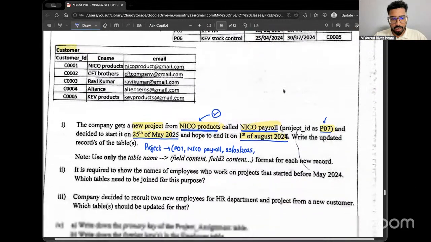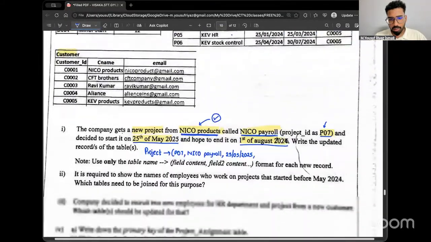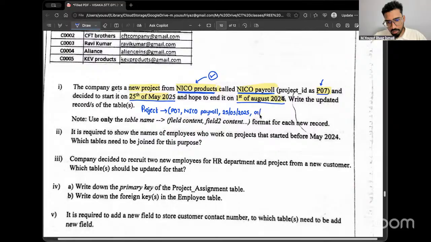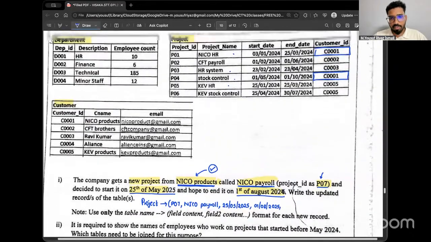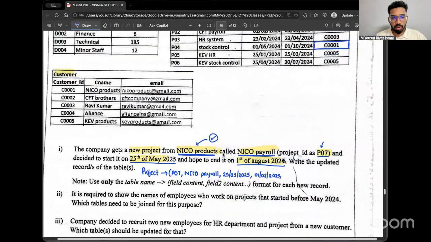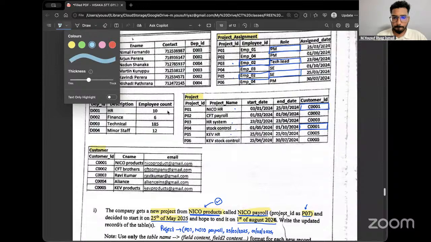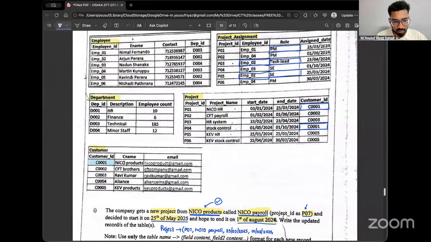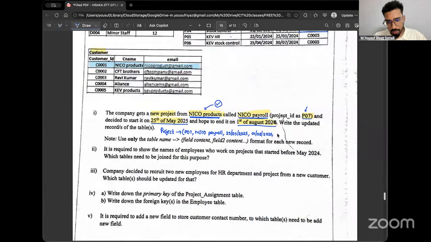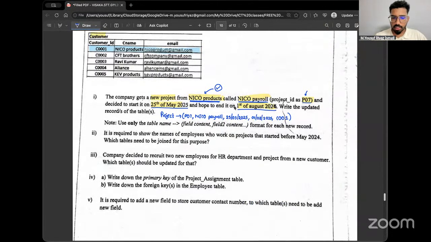And then we have the end date. Make sure you follow the respective format. 1st of August means 1/8/2025. Then after the end date, the next field is customer ID. Now Nico Payroll was made for Nico Products, so go through the whole database and tell me what is Nico Products' customer ID. Perfect, you can find it here. Nico Products' customer ID is C001. So this is how you have to mention the answer here.